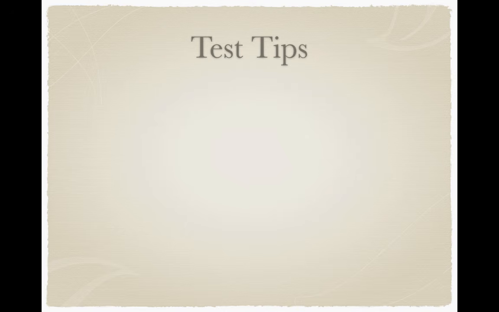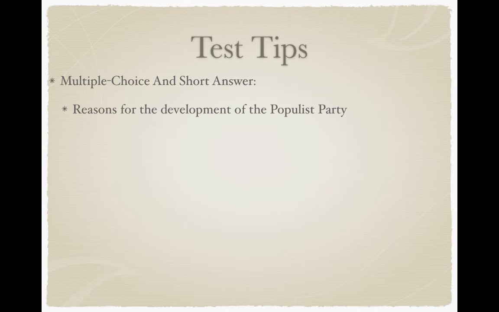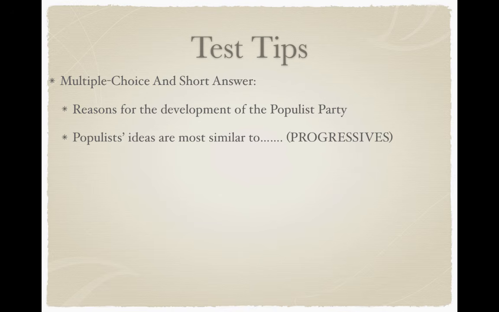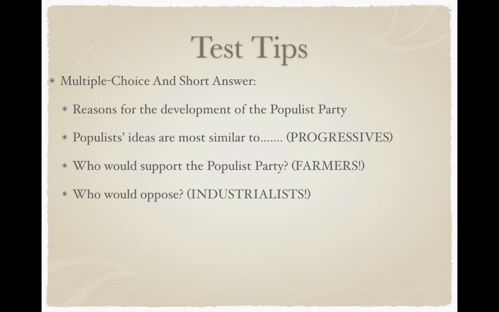All right, let's finish up with some test tips for multiple choice and short answer. Be able to identify and explain the reasons for the development of the Populist Party. The Populist ideas are most similar to, that could be a great question as well, another time period in U.S. history. It's the Progressive Era. Who would support the Populist Party? Again, farmers, and who would oppose it? Industrialists, bankers, etc. Definitely know the Cross of Gold speech that we just talked about.